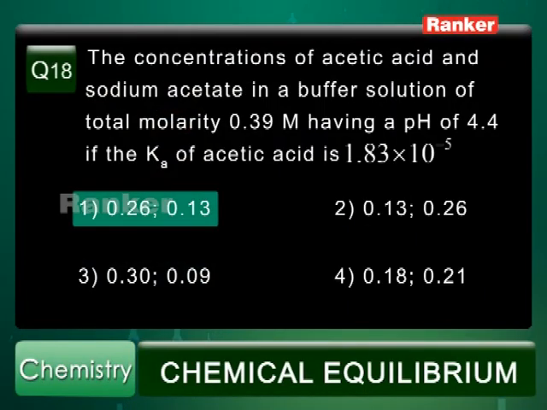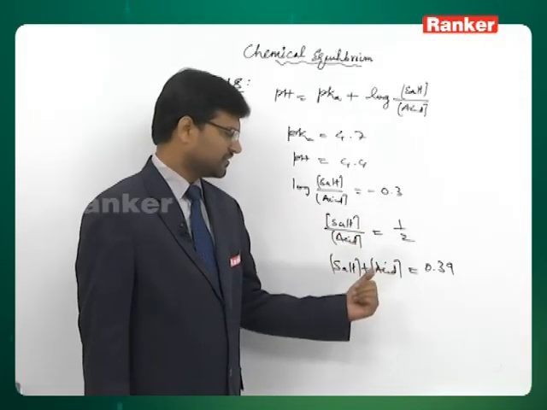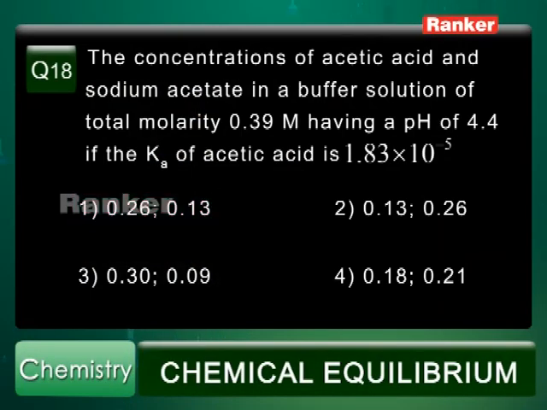The correct answer given is first option, 0.26 and 0.13. So, if you take the ratio 0.13 by 0.26, that comes to 1 by 2, and if you add 0.26 and 0.13, that gives 0.39. So, that is how answer is first option.